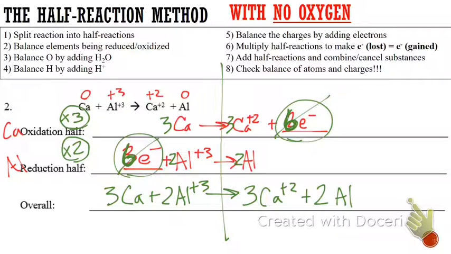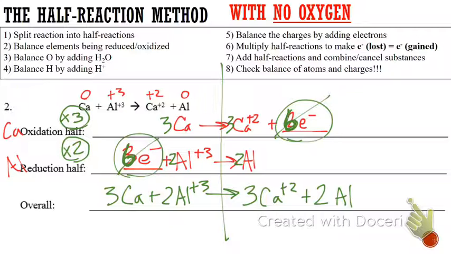Just seems a little bit weird to have 3, 2, 3, 2 in there when it seemed like it was balanced to begin with, but the charges weren't balanced. So we kind of just balanced the charges by putting the 2 and the 3 in front of the aluminum and calcium ions, and then we balanced the atoms by fixing the 3 and the 2 on the other sides. So it shouldn't be that crazy.